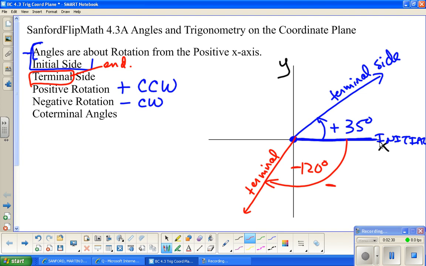And then probably worth noting that there are angles that are coterminal. Well, co just means same or that we share. So like if we're talking about co-pilots on a plane, they are pilots on the same plane. They are together. Well, coterminal angles are angles that share the same terminal side.